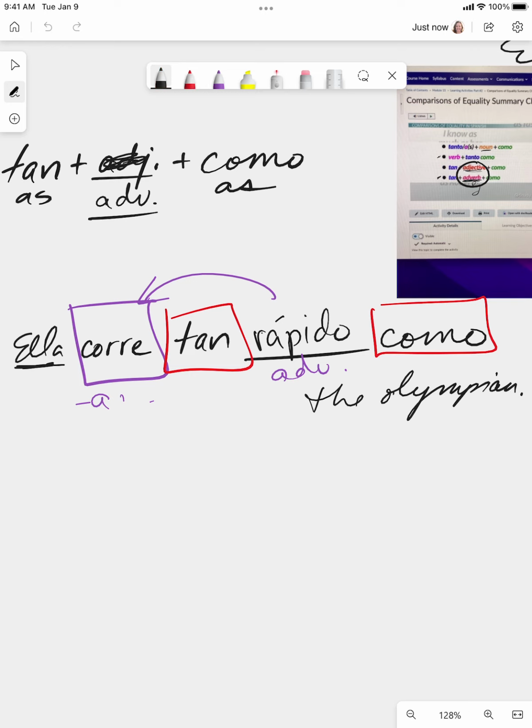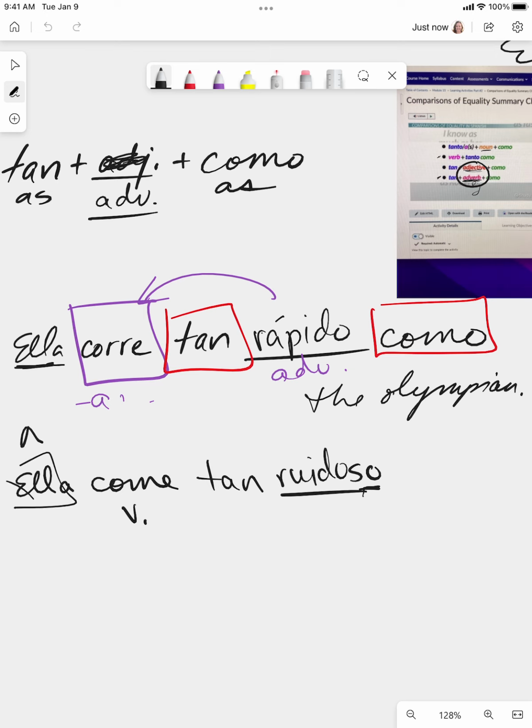All right, it's just that now instead of talking about her and describing her, a noun, we're describing a verb, right? Let's say we're describing how she eats. Ella come tan ruidoso, loudly. And again, it ends with an O because we don't have to change it to female because we're not saying she is loud. We're saying she eats loudly. All right, see the difference? We're not describing the girl because she's a noun. We're describing the verb here in the sentence.